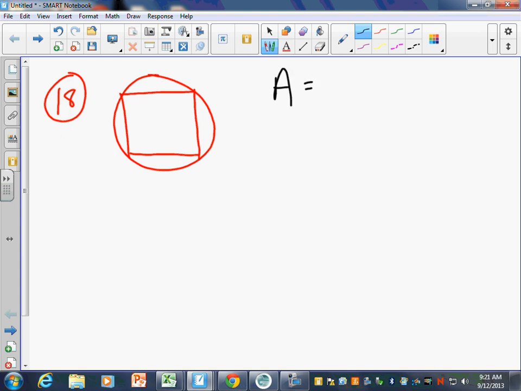Length times width, but in a square, they're the same, right? So can I call both of those S? So I'm going to call that side squared.